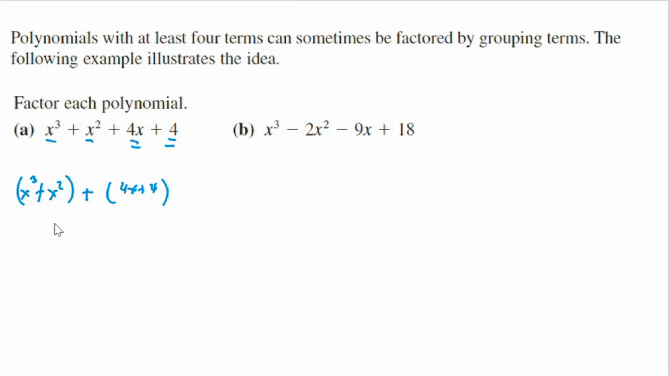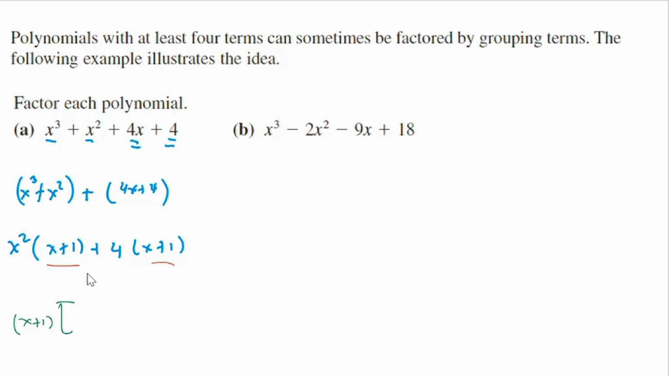In the first group, there is a common factor of x squared. Then you factor this again: this one divided by x squared, so we have x plus 1, plus 4x plus 4, whose common factor is 4, so we'll write 4 times (x plus 1). Now, as you can see, there is again a common factor, which is x plus 1. Now I will factor out the common factor x plus 1.